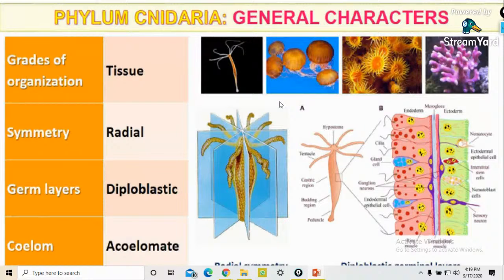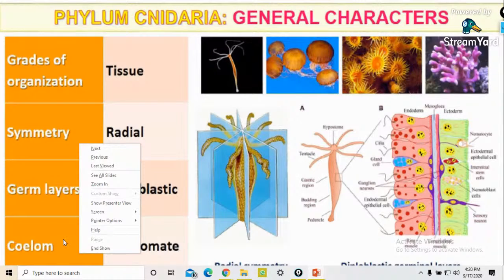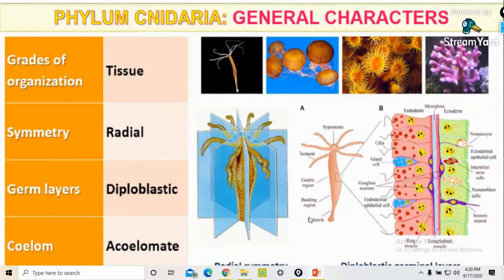This is not going right, this taskbar. Please wait. Or else you won't see this radial symmetry, diploblastic, all those things. Please wait.